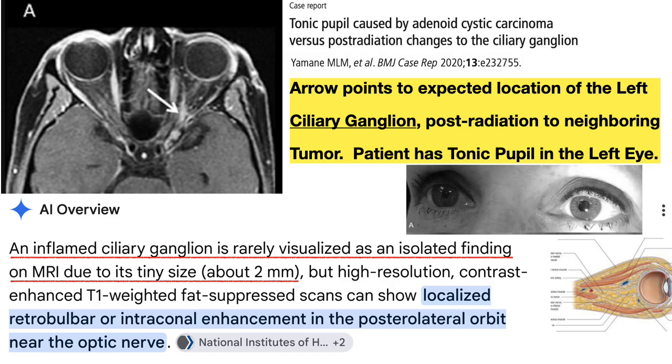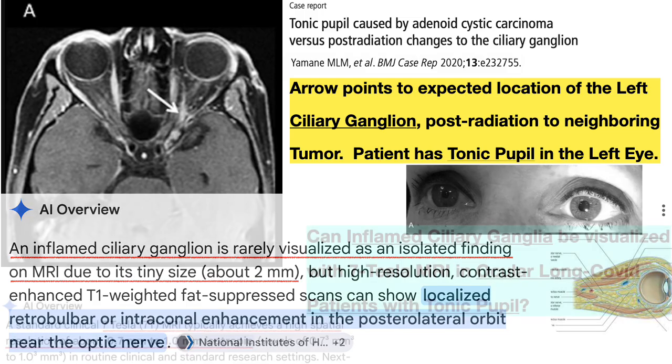The patient has tonic pupil in the left eye as a result of the damage and inflammation of the ciliary ganglion. An inflamed ciliary ganglion is rarely visualized as an isolated finding on MRI due to its size, about 2 millimeters in diameter. But high-resolution MRI can reveal it.